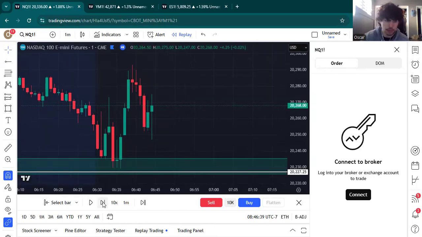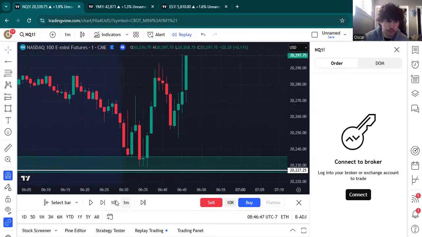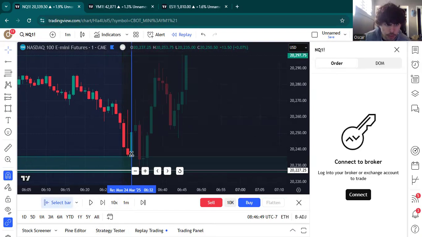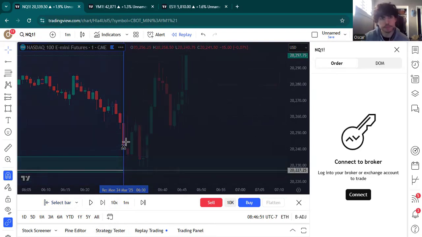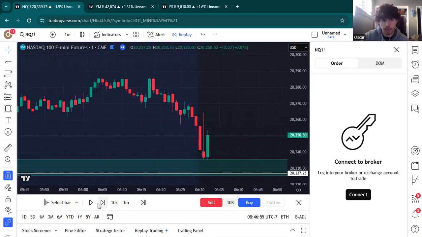Then market opened. We wicked above. No, it's already too late. I gotta come right here to market open. Market came in, boom, bounced in right here. And right here is actually where I got in, I want to say.